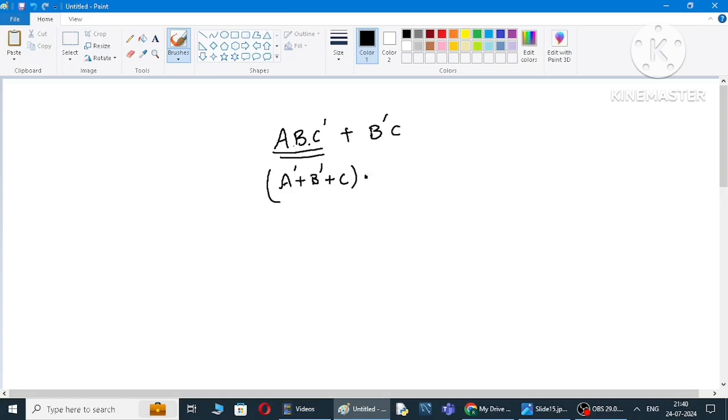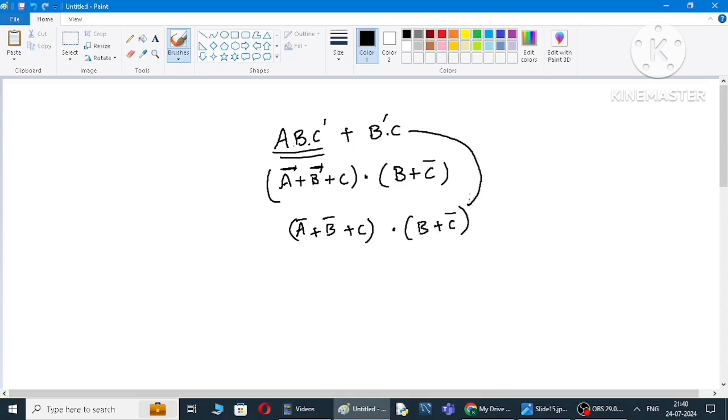Right? Now what about this B bar C? B bar, B complement of complement will become B. This dot will become plus. C will become C complement. So either you can put it this way or you can put it like this. So the answer is A bar plus B bar plus C into B plus C bar. This is the complement of this expression.